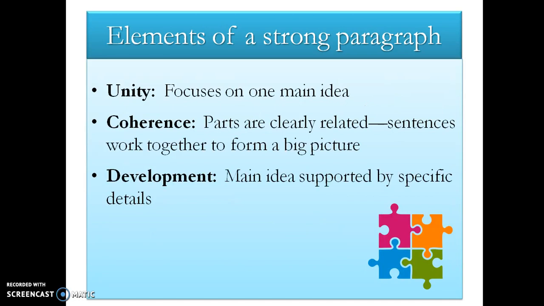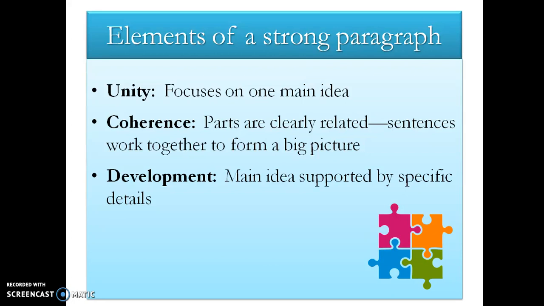So some elements of a strong paragraph. The first is unity, and that means that a paragraph should focus on one main idea. You don't want to try to do too much with one paragraph, so I think a very good rule of thumb is to stick to one main idea per paragraph. The second element is coherence, which means that the parts are clearly related. The sentences in the paragraph all work together to form a big picture, and of course that big picture is what you're expressing in your topic sentence.